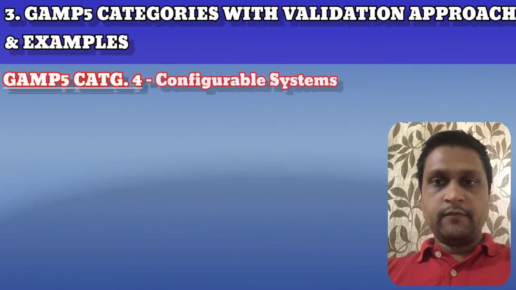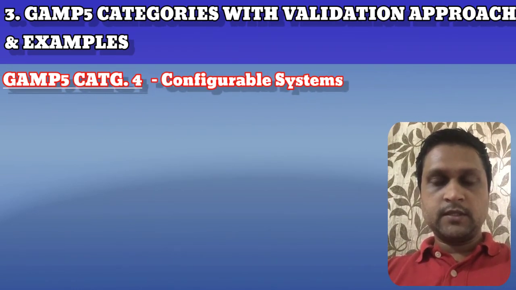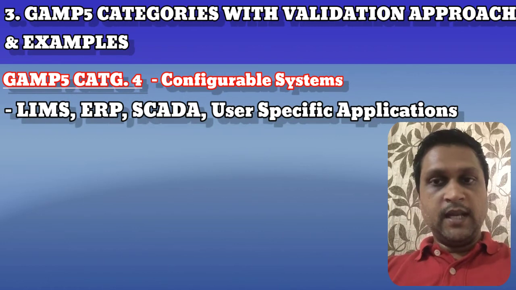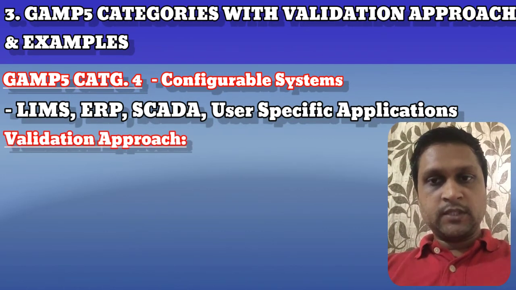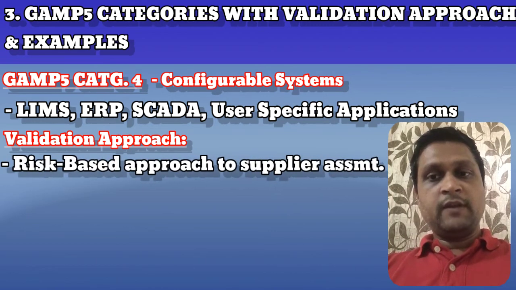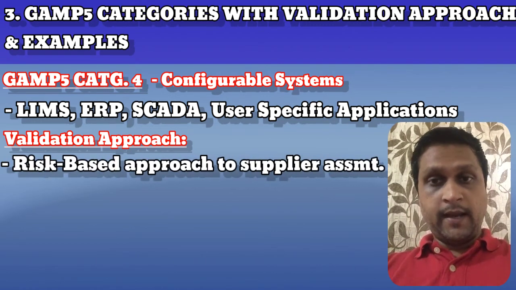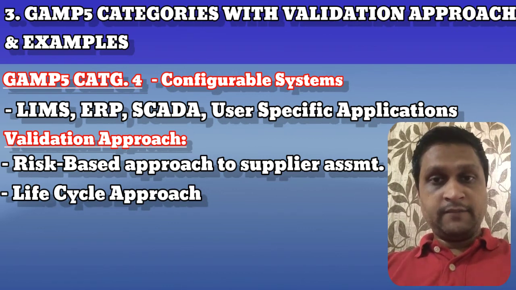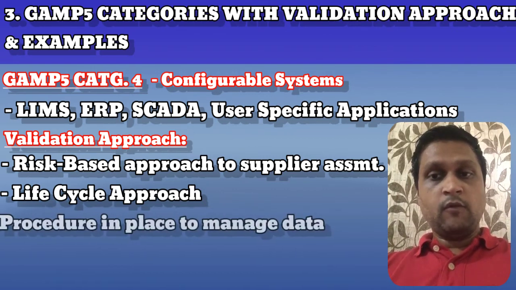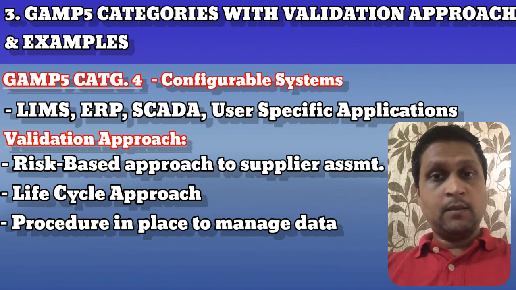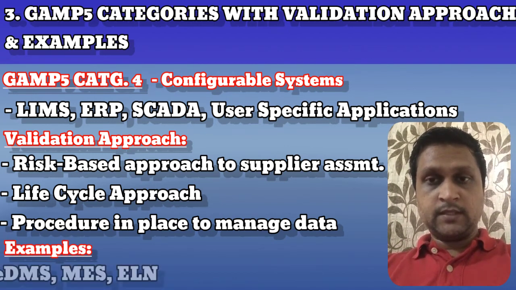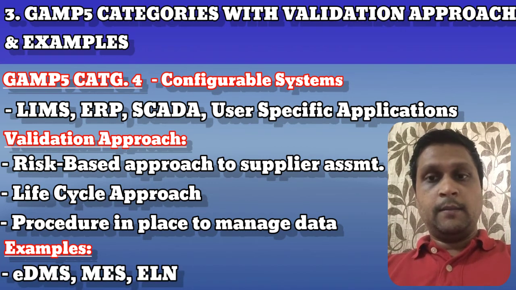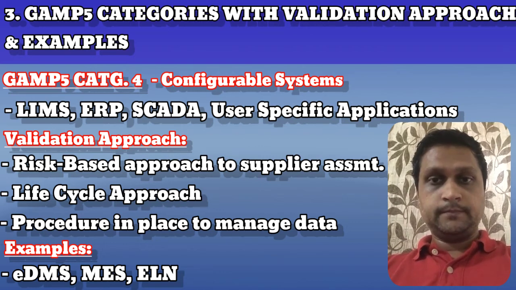The GAMP5 category 4 includes the configurable system. The examples are LIMS, ERP, SCADA, and user-specific applications. The validation approach must be that you must have a risk-based approach at the supplier end. Then you must have a complete lifecycle approach. Then you must have all the procedures in place to manage the data. Some more examples are the electronic data management system, that is EDMS, manufacturing electronic systems, and electronic laboratory notebook.